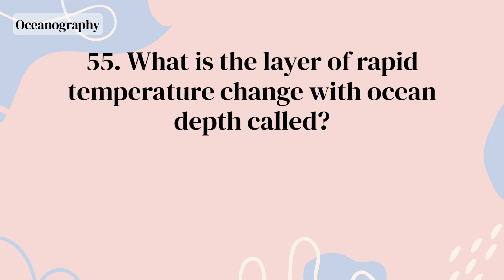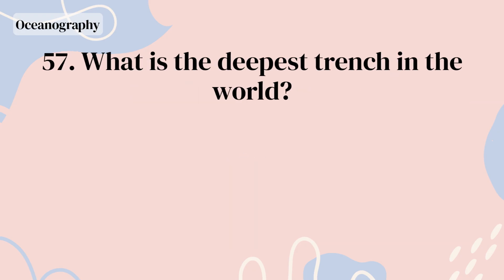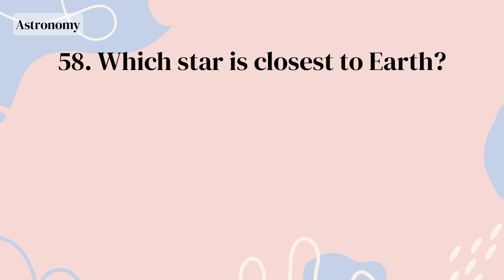What is the layer of rapid temperature change with ocean depth called? Thermocline. Which planet in the solar system has the most moons? Saturn. What is the deepest trench in the world? The Mariana Trench. Which star is closest to Earth?